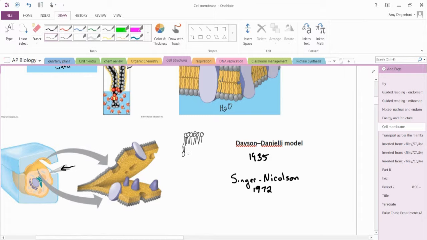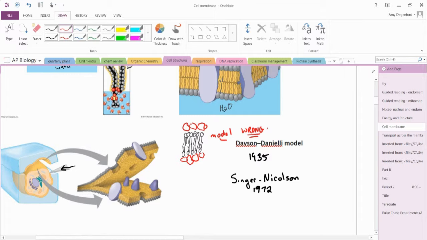The sandwich model says that the nonpolar tails are facing in, no problem there. And then they had to come up with, well, what's happening with the proteins? Where are the proteins found? Their model had the proteins on the outside, much like the bread of a sandwich. And so that was their model. Now, just to be clear, this is the wrong model. This is not right. But that's the purpose of the scientific process.